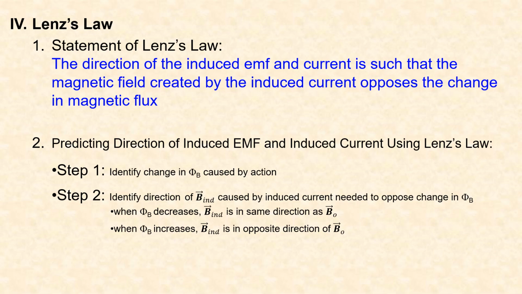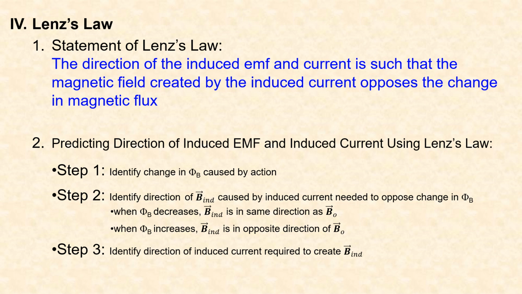Once you've determined the direction of the induced magnetic field, the third and final step is to identify the direction of the induced current that would be required to create such an induced magnetic field. Of course, to do this, you're going to have to use your right hand rule, where you let the fingers of your right hand curl in the direction of the induced magnetic field so that your thumb will point in the direction of the induced current.